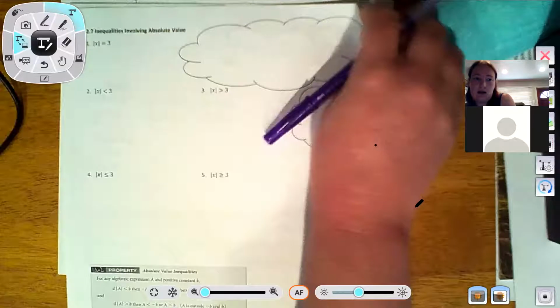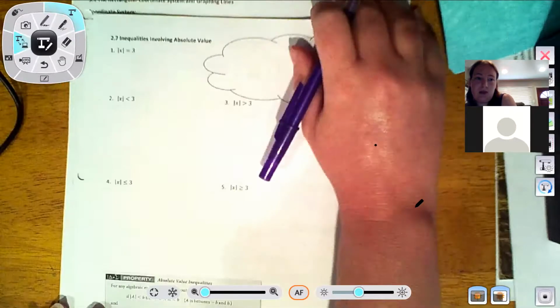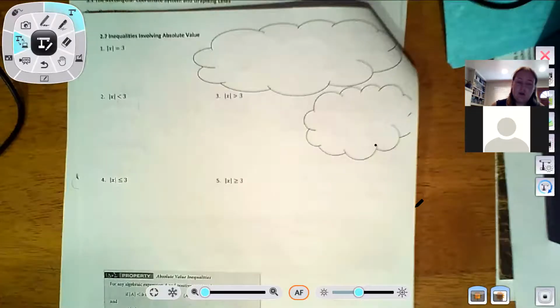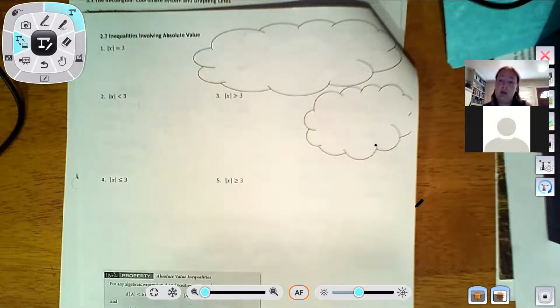So 2.7 is an extension on that. It's now inequalities involving absolute values. And so the only difference between solving an absolute value equation and an absolute value inequality, which is really the same thing between equation and inequality in general, even without absolute values, is that when you multiply or divide by a negative, you need to switch your inequality symbol.